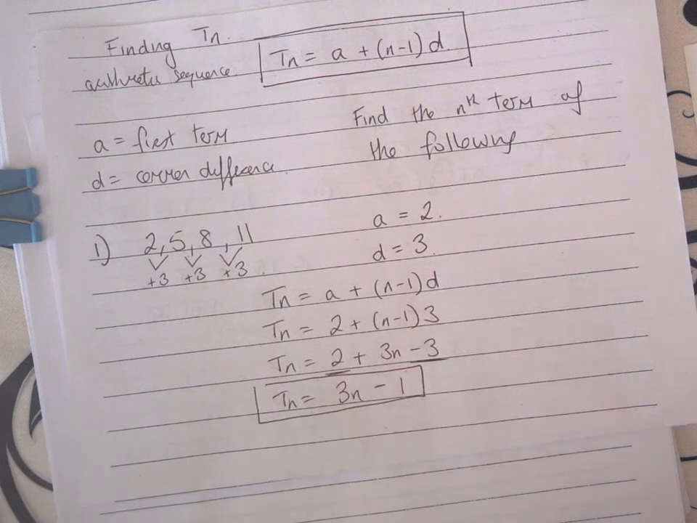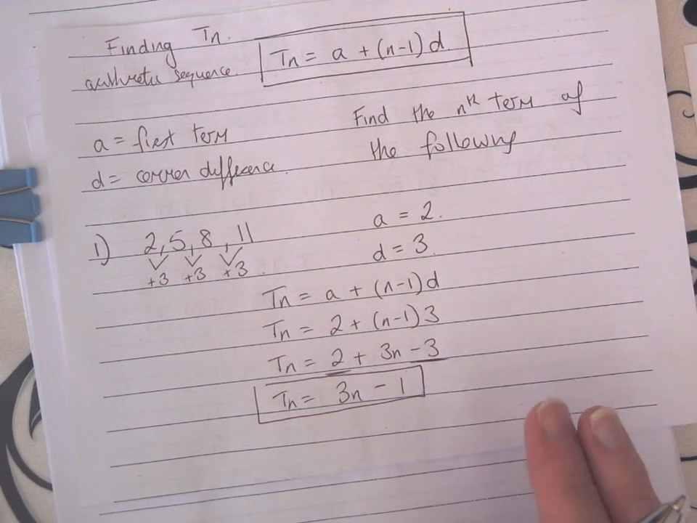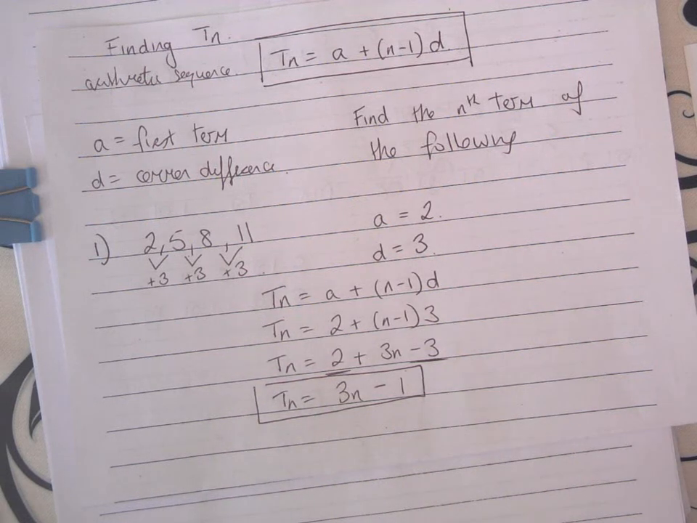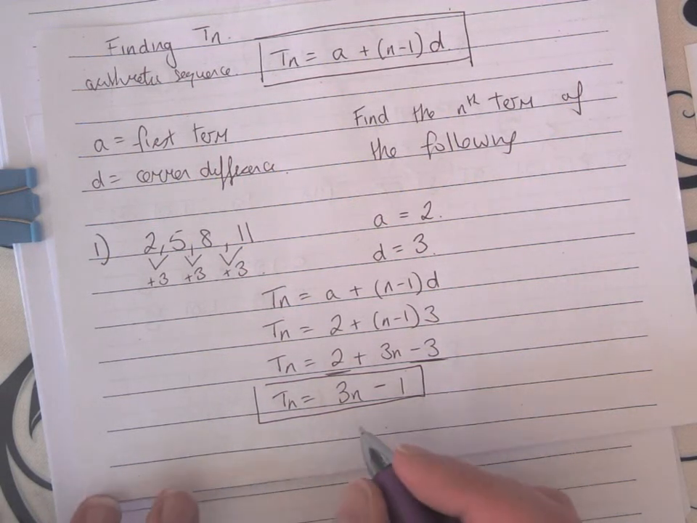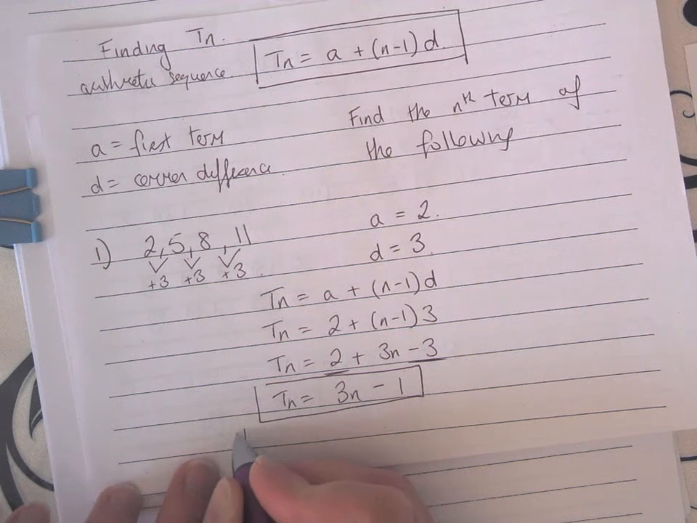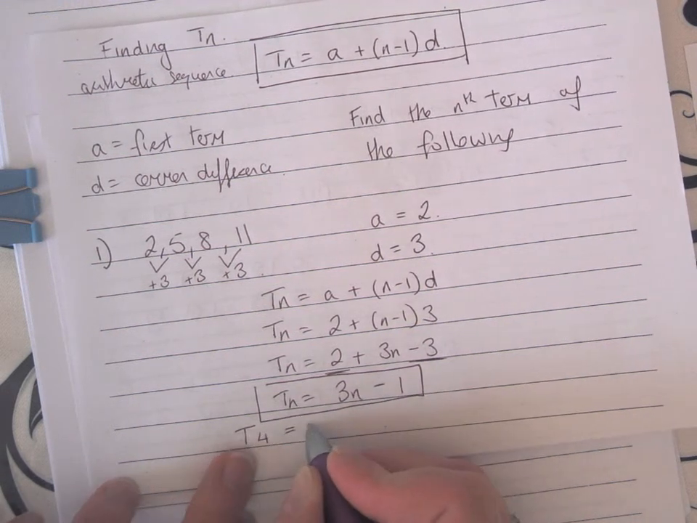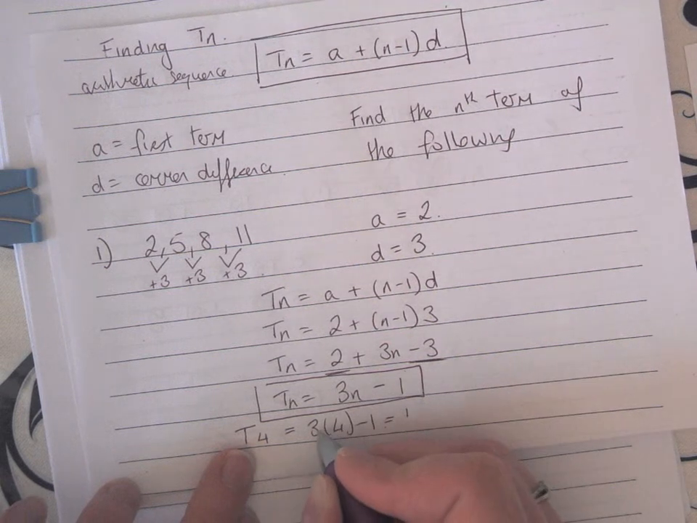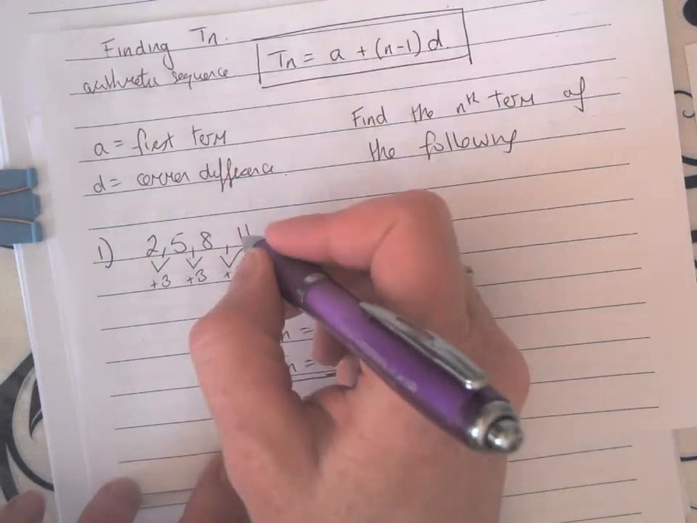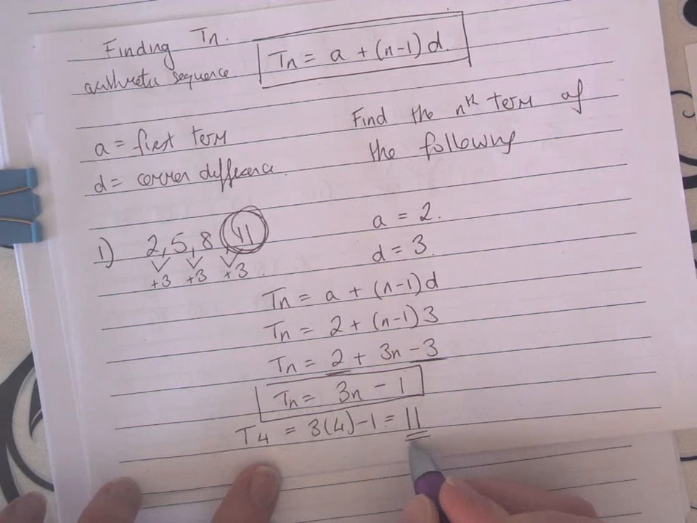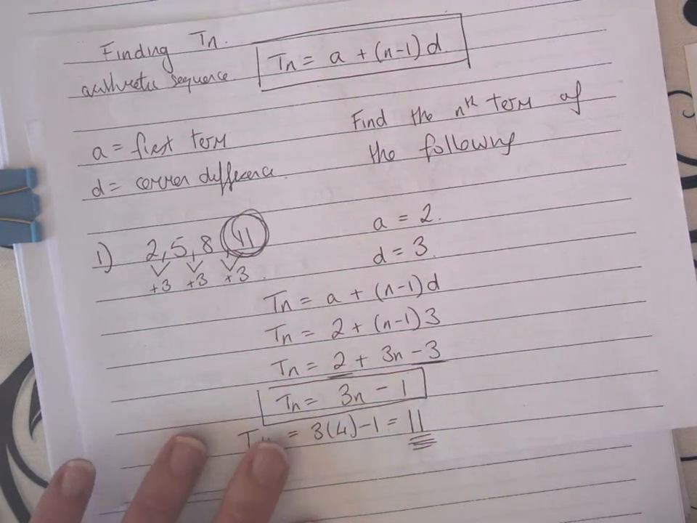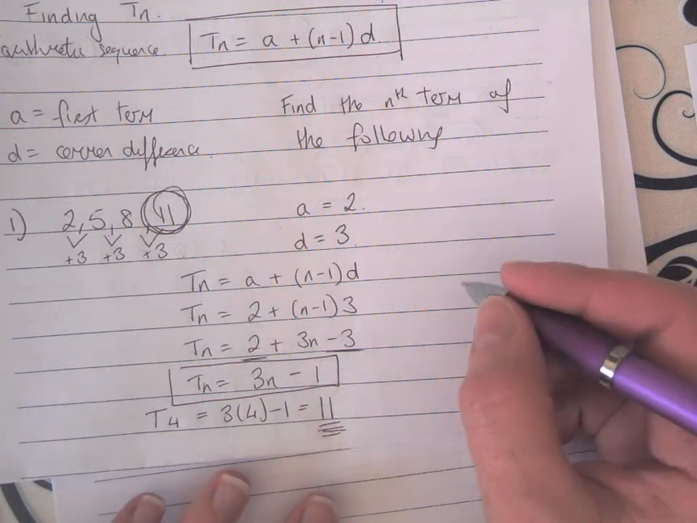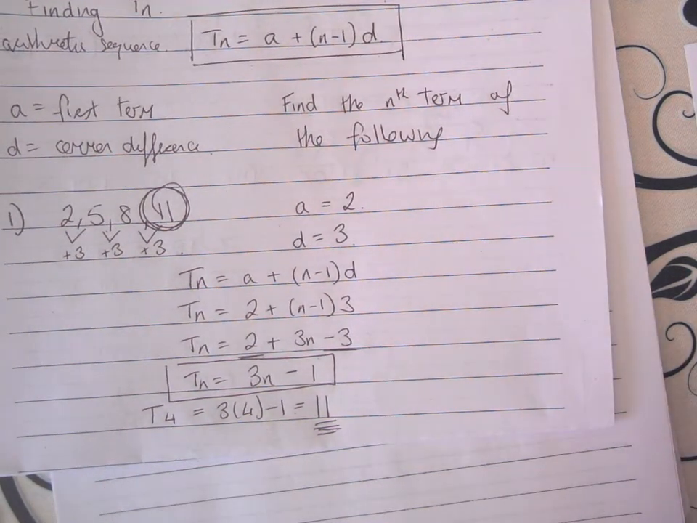And what that means is I can find any term in the sequence now. I can find T100, I can find T4, I can find T1000. So let's just check. If I do T4, which would be the next one, it's 3 times 4 minus 1, which is 11. Okay, and 11 is there, so we know that's the fourth one. So we know we're right. It's sometimes useful to put in one you already have to make sure it's right. And then I can go off and find any term I want after that.